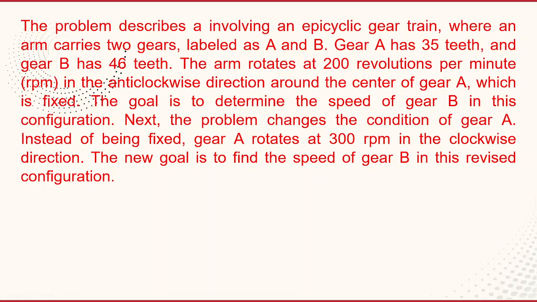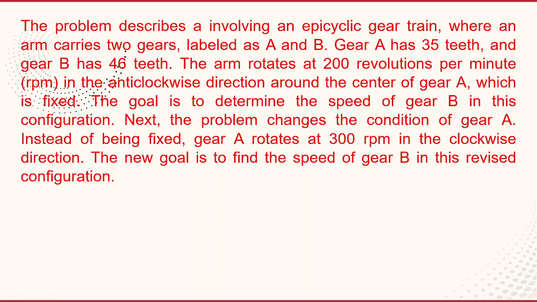The problem describes an epicyclic gear train where an arm carries two gears labeled A and B. Gear A has 35 teeth and gear B has 46 teeth. The arm rotates at 200 revolutions per minute in the anti-clockwise direction around the center of gear A, which is fixed. The goal is to determine the speed of gear B in this configuration.